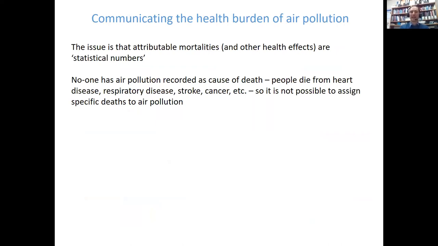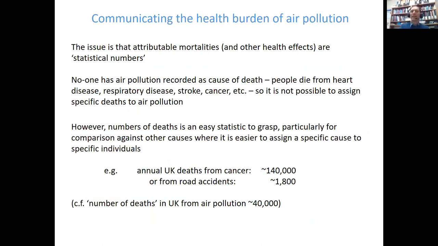What people have on their death certificates, of course, are things like heart disease or respiratory disease or stroke or cancer. You don't have air pollution as a cause of death. So it's not easily possible to assign specific deaths to air pollution. But numbers of deaths are an easy statistic to grasp, and a very emotive, very visceral statistic. 40,000 deaths in the UK, 4 million deaths around the world. It's easy to understand. And it's particularly helpful when you want to compare numbers of deaths or health outcomes against other causes where it is easier to assign a specific cause to specific individuals.